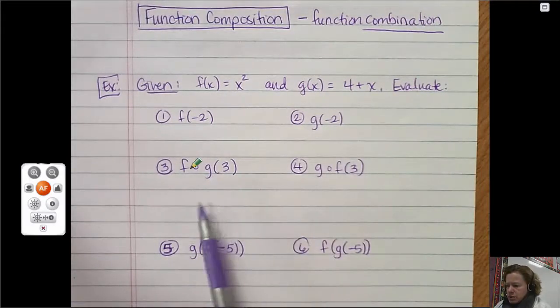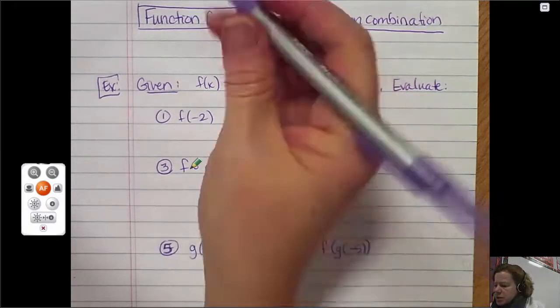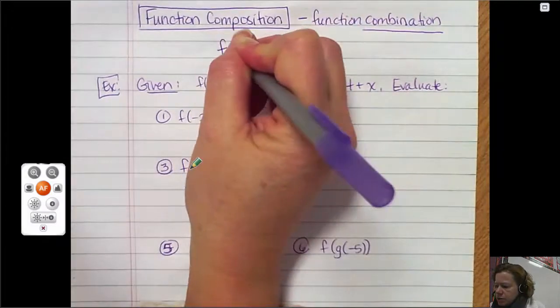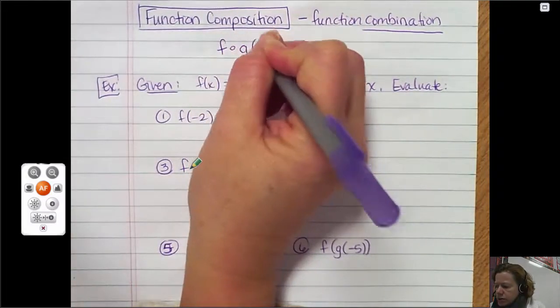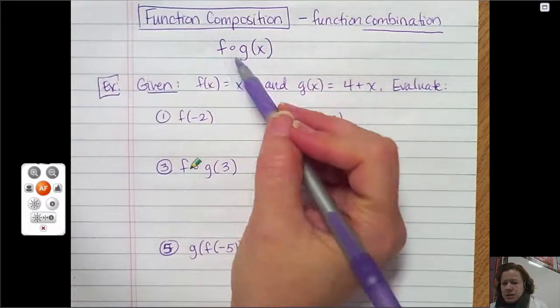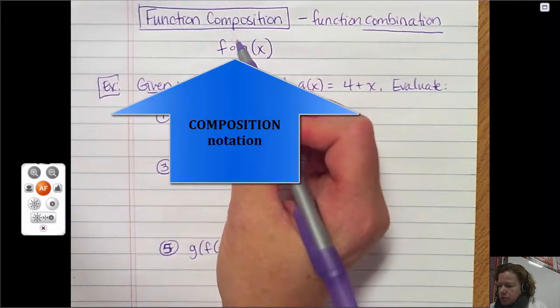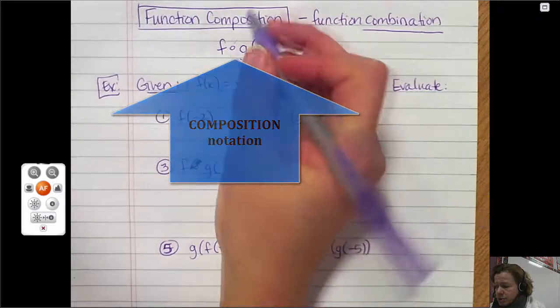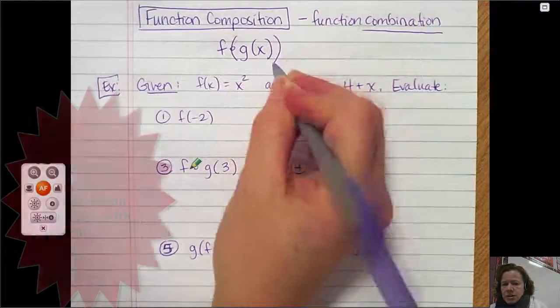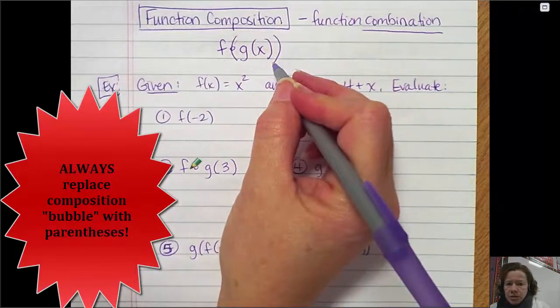You can see it in our examples. That bubble does not mean multiplication. It means composition. So when we see something like f, the little bubble, g of x, that immediately means composition. That bubble means composition. And what we'll do is replace that bubble with parentheses first of all, because then it will help us understand the order of composition.